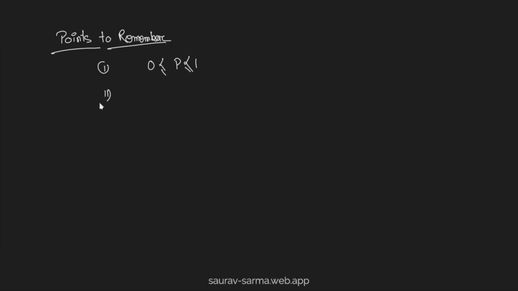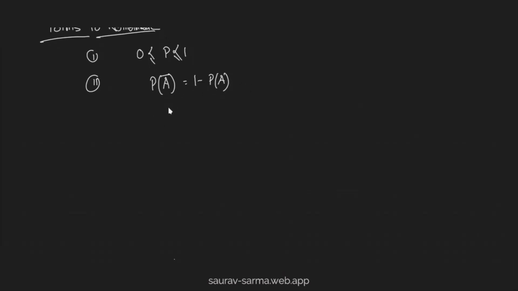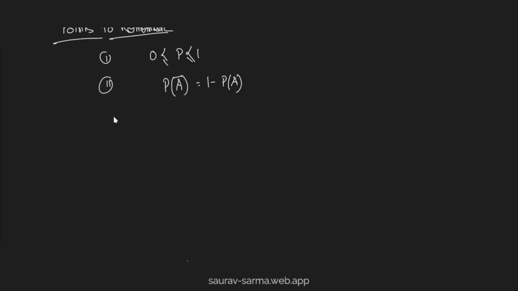Then next is probability of A bar is 1 minus probability of A, right? So non happening is 1 minus probability of happening.